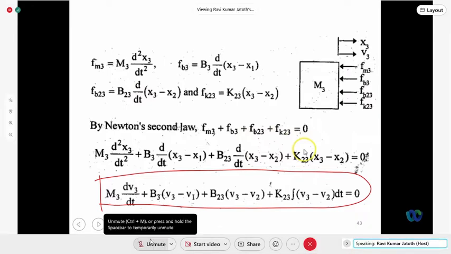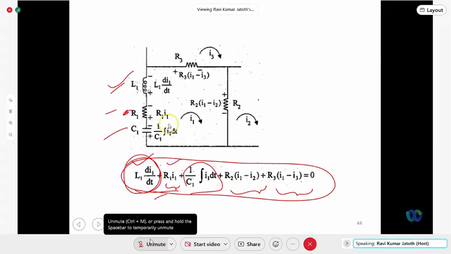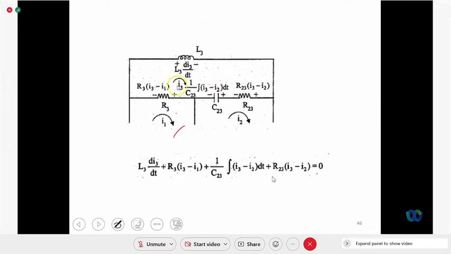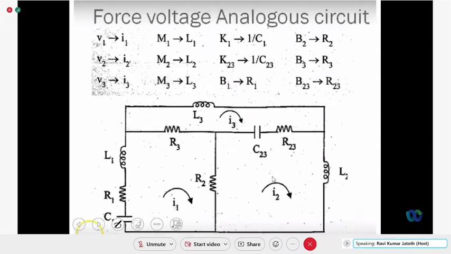Yes, sir. And you can write this in this form. Node 1, node 2, node 3. So node 1 and node 3 shared element is R3. But here C23 and R2 we got. So now the extra term is what? L3. Okay. And the complete circuit is this.